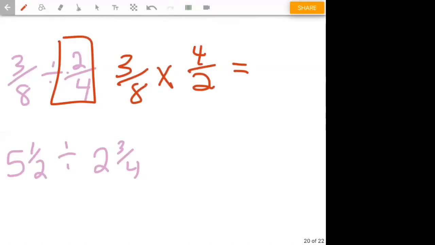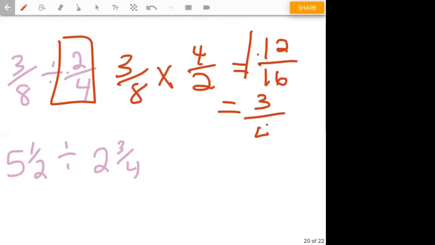So 3 times 4 is 12. 8 times 2 is 16. And we can reduce that because 4 would go into both those numbers. So 4 goes into 12 3 times, and 4 goes into 16 4 times.